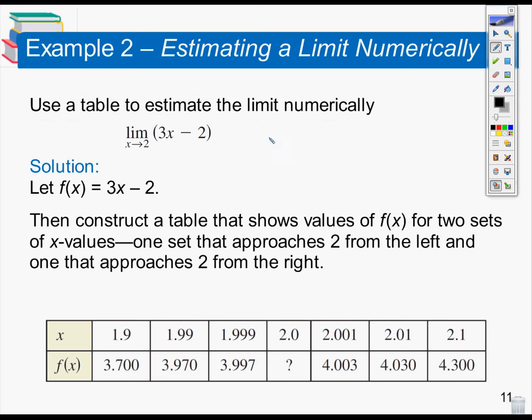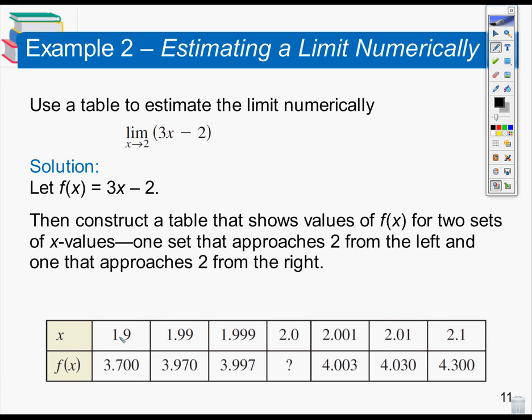So what we're going to do is use a table to numerically estimate what the limit of 3x minus 2 is as x approaches 2. So we're looking to see if there's some arbitrary number that this function approaches as my x values get closer to 2 from either side.